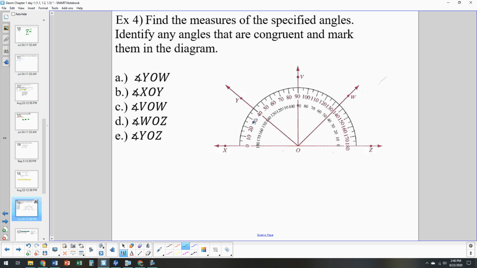So right now I'm actually going to stick to just the outside numbers, and it might even help that I know that this is 0. The outside number for the Y is 40. The outside number for the V is 90.